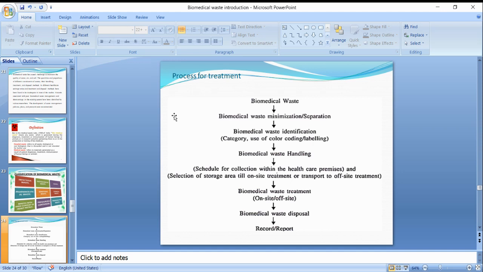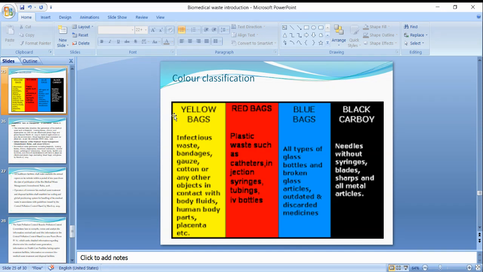Biomedical waste treatment will be on site or off site. We have seen different procedures. One of the methods we have seen is the incineration process on site. Then biomedical waste disposal and the record: it should be recorded or reported at the time of the treatment.